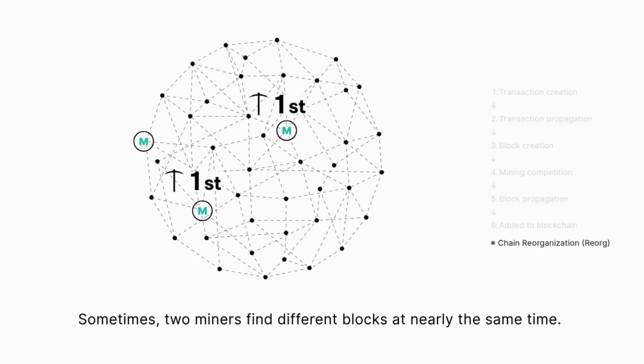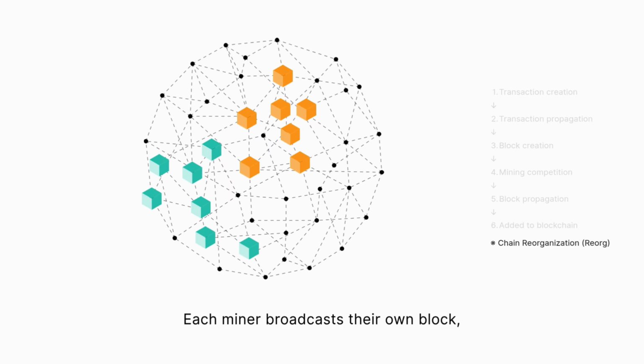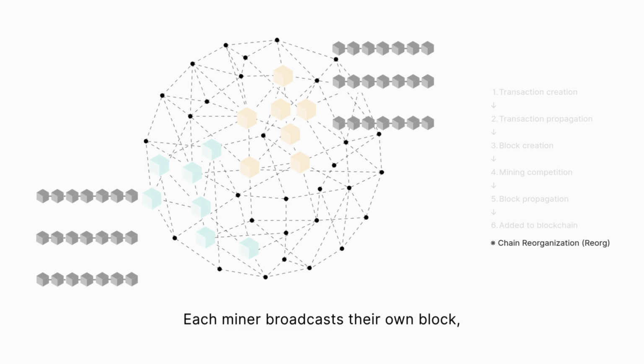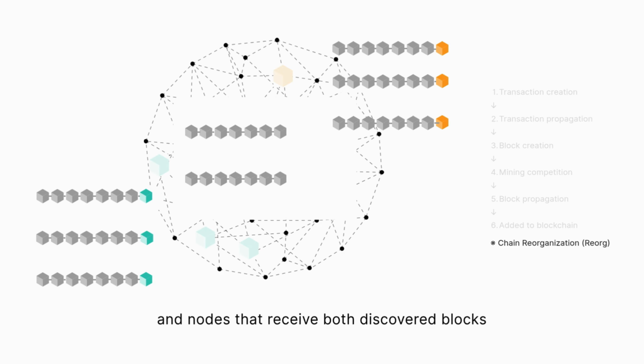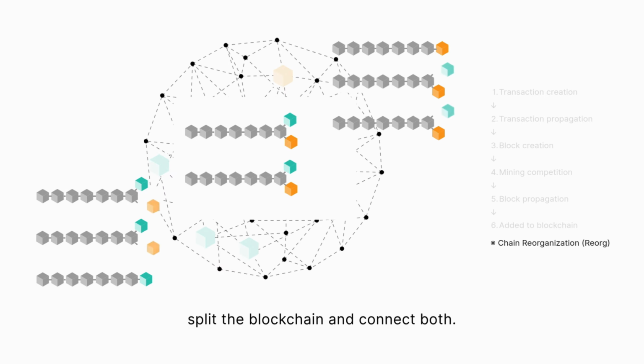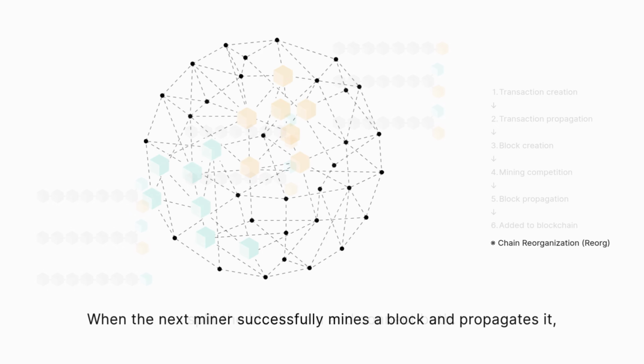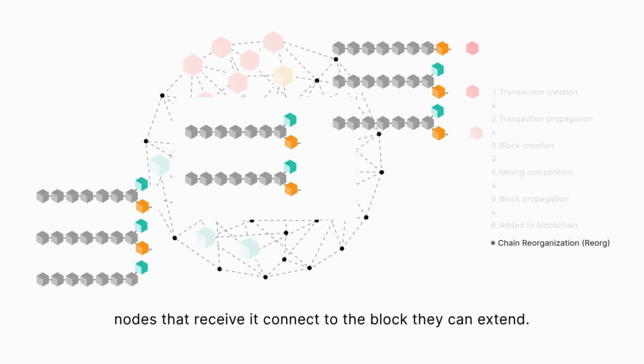Sometimes, two miners find different blocks at nearly the same time. Each miner broadcasts their own block, and nodes that receive both discovered blocks split the blockchain and connect both. When the next miner successfully mines a block and propagates it, nodes that receive it connect to the block they can extend.